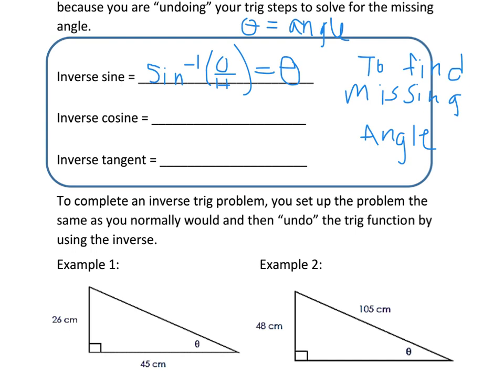Inverse cosine, so that's CAH, so cosine with the inverse there. Cosine equals A over H, CAH. That will give us the angle that we're looking for, which we'll just call theta. And tangent is TOA, so inverse tangent of opposite over adjacent, because TOA equals the angle we're trying to find. So we'll do a couple problems and we'll set it up just like we did in the lesson before.